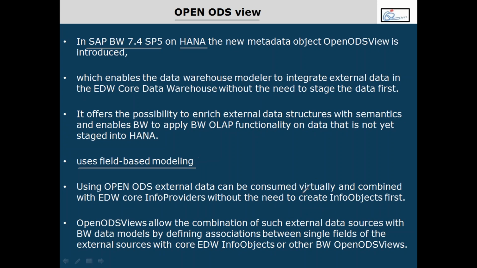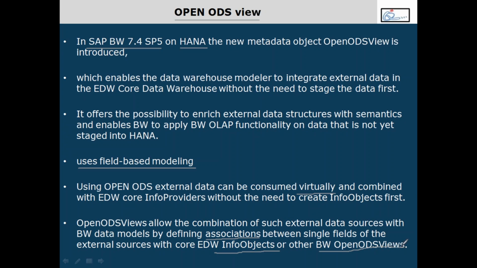That is one. And next point is it is virtual. Similar to your virtual provider, this does not store any data physically in it. It is completely a virtual object. And next point to be noted is about the association. We can have association of one OpenODS view to another OpenODS view or to my info objects in BW also. Either way. One is to info objects in BW or to another OpenODS.